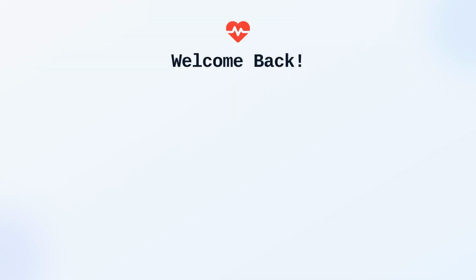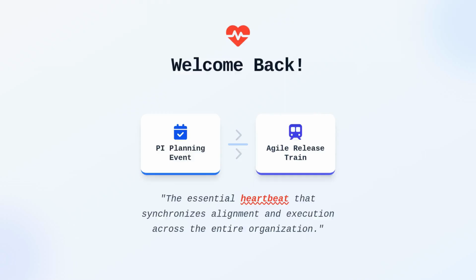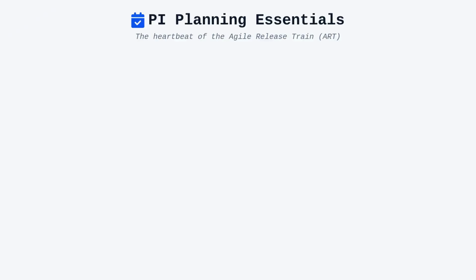Welcome back. In this chapter, we explore the PI planning event, which serves as the essential heartbeat for the Agile Release Train. PI planning is a cadence-based, two-day event that serves as the rhythm of the Agile Release Train, ensuring that everyone involved is aligned on a common mission.